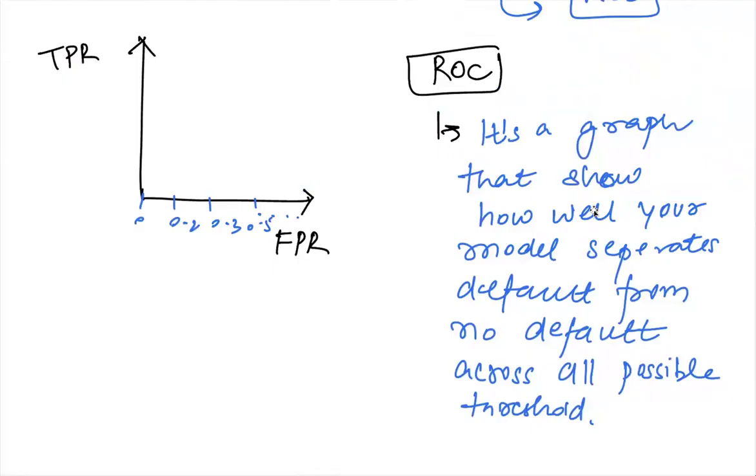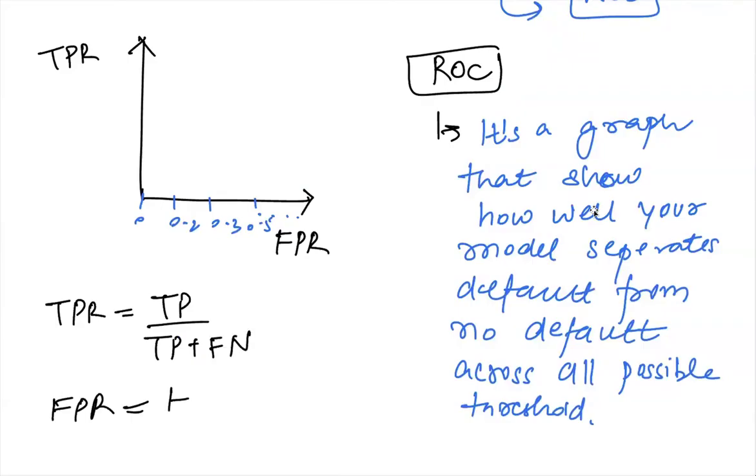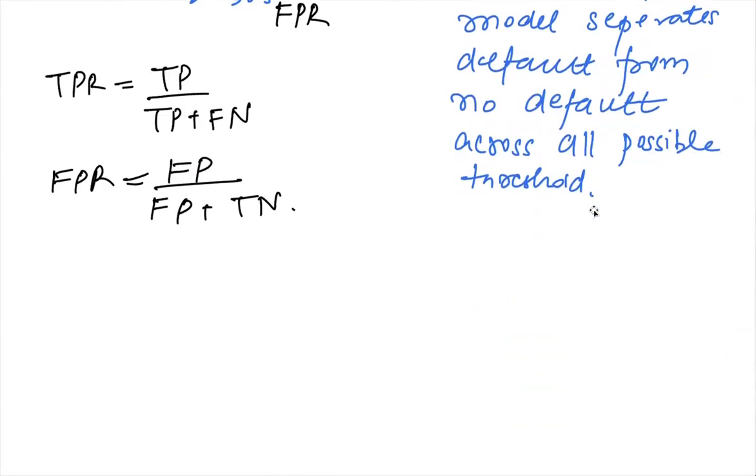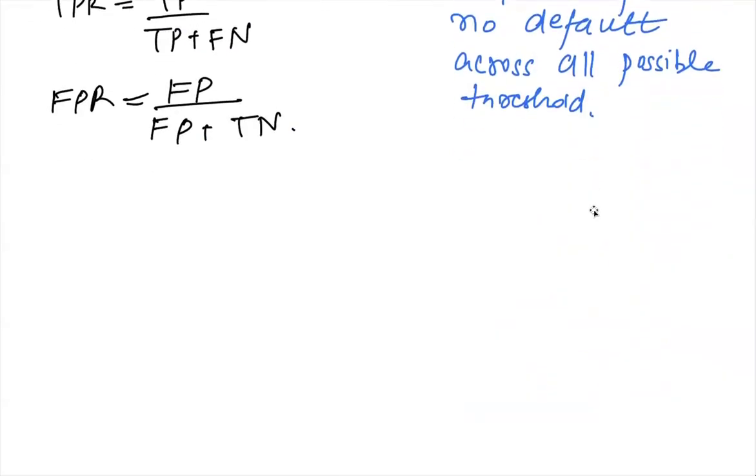So let me write the definition of true positive rate. True positive rate is true positive by true positive plus false negative. And false positive rate is false positive by false positive plus true negative. This is just for you to remember that we need to calculate these two across all different thresholds. Now, let's do this exercise.